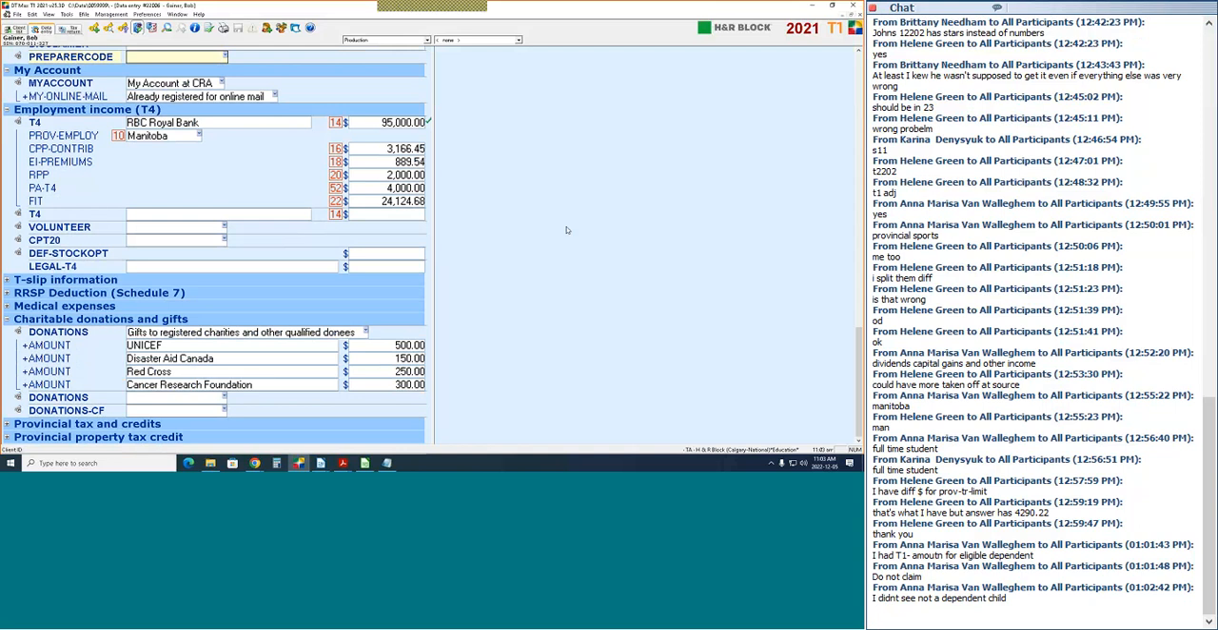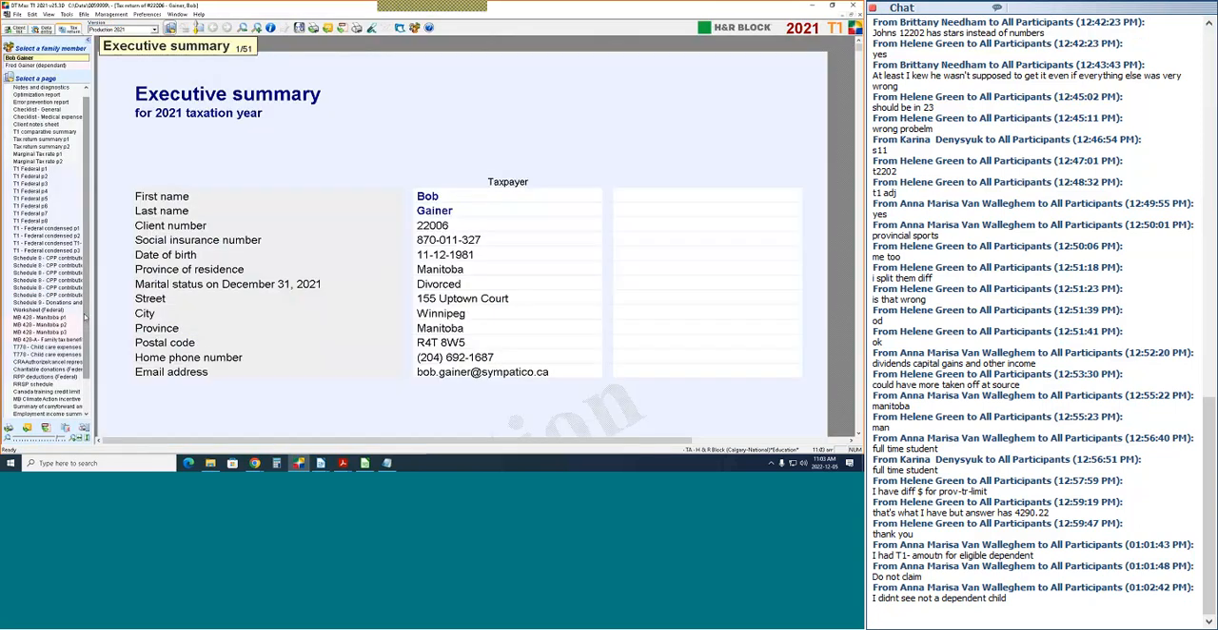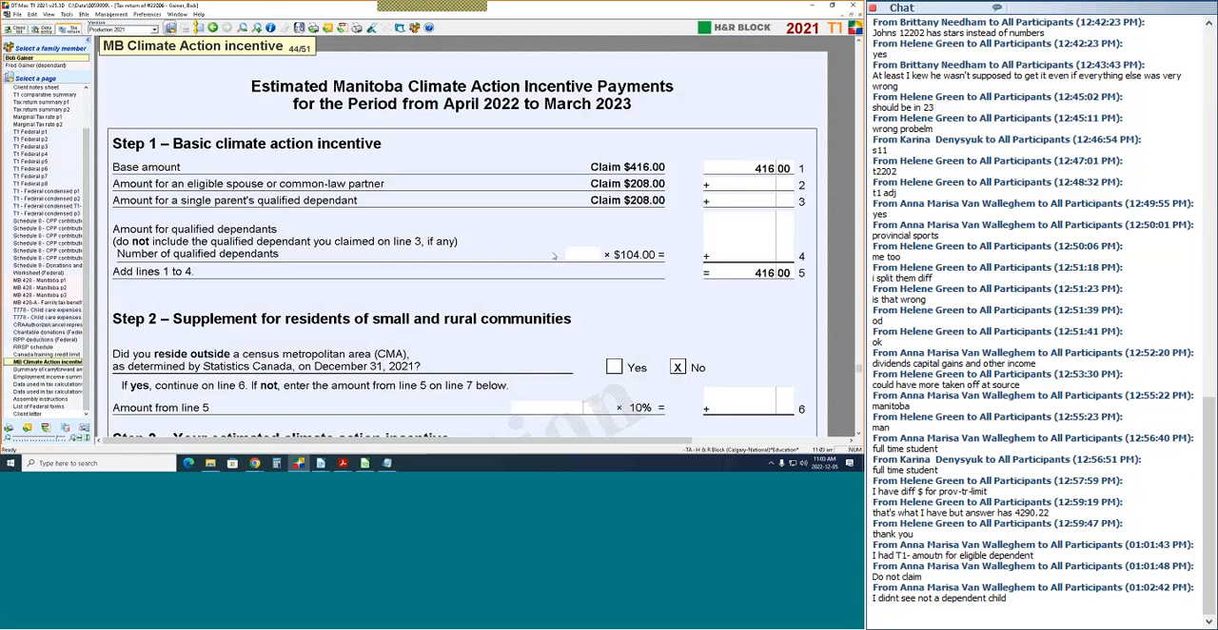And then everything else should have been fairly straightforward. If you did the return correctly, you're going to notice that when you get to your Manitoba Climate Action Incentive, you're not going to be claiming him there. You shouldn't be trying to claim him there. He's not entitled to it. You're going to notice that there's no Canada Child Benefit because Fred's mother will be receiving the Canada Child Benefit. It's not a 50-50 split.